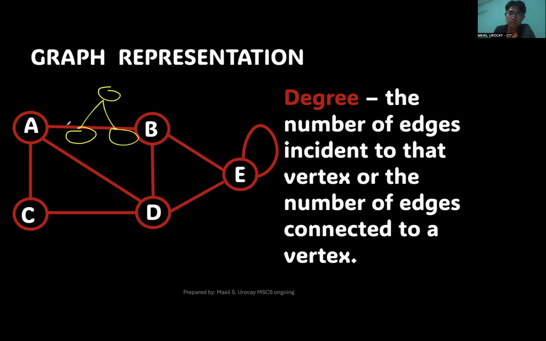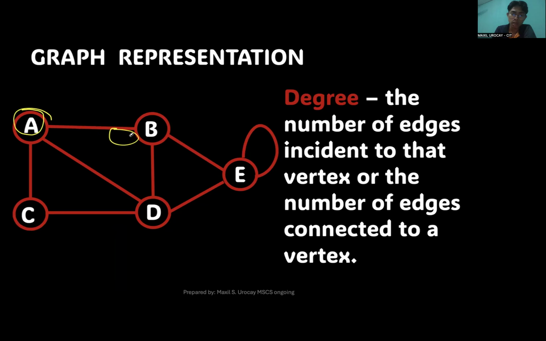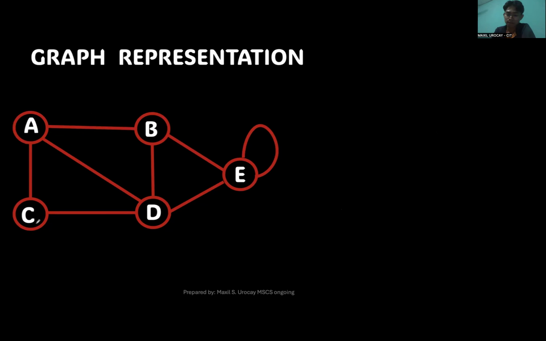For example, in your A, how many relationships are there, or what are the connecting links pointing to which vertices? Here our A is adjacent to B, D, and C. So you just count those. How many are they? Those are the siblings of A, if we talk about trees, right? So that is defined as three right now.